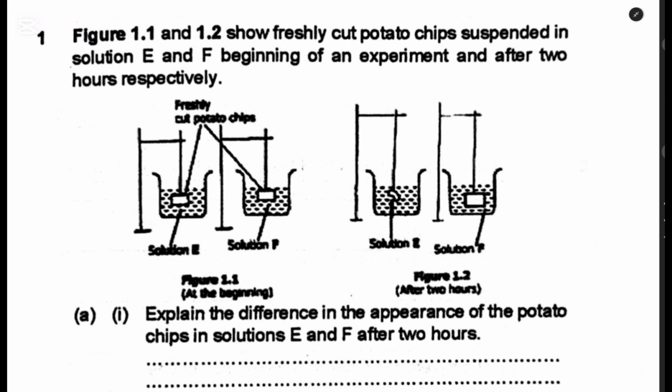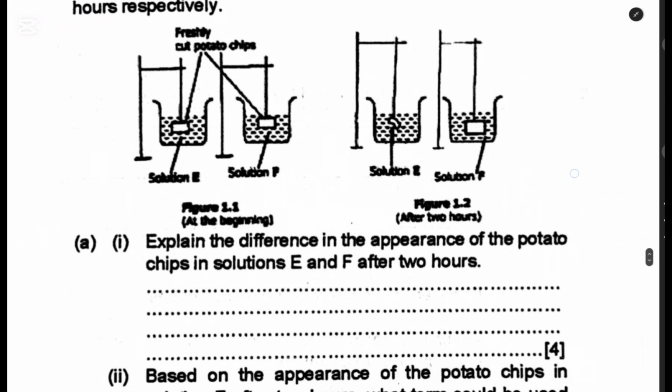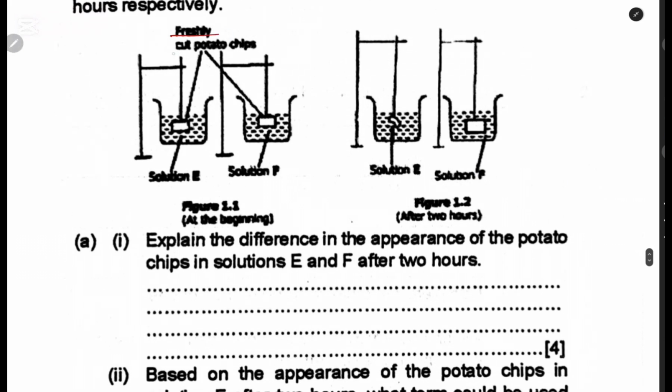So at the beginning of the experiment and after 2 hours respectively. So as you can see the diagrams, this is freshly cut potato chips, and this is solution E, solution F. So this is the initial, then solution F, the results are these, solution E is the results. Explain the difference in the appearance of the potato chips in solution E and F after 2 hours. What are the differences that you are able to see?